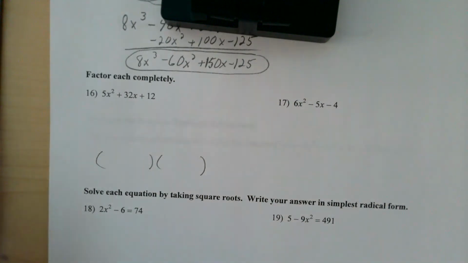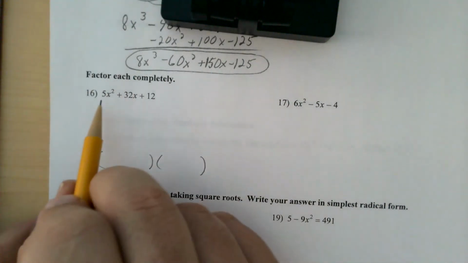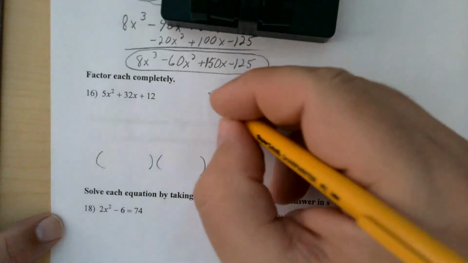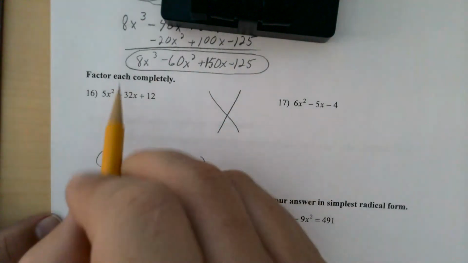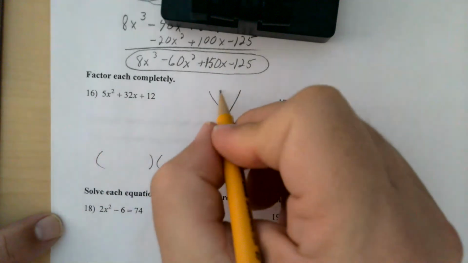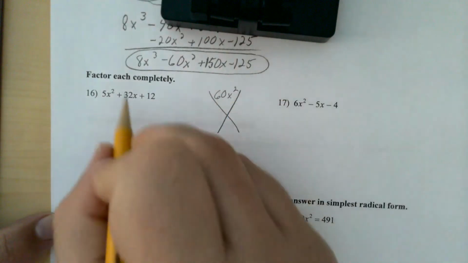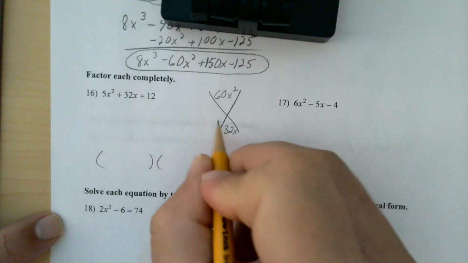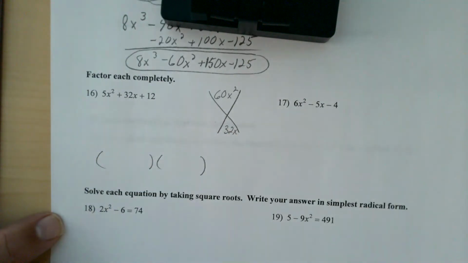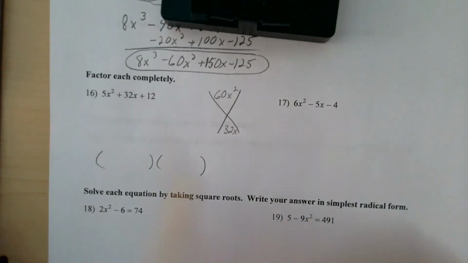So for this problem, it's more difficult because there's a 5 in front. So that's where we use that AC method. So make my little x. 5x squared times 12 is a 60x squared. I'm going to want to come up with a combination of two numbers that when I multiply them together gives you the 60x squared, but then adds up to a 32. Okay, so it came into my head right away.